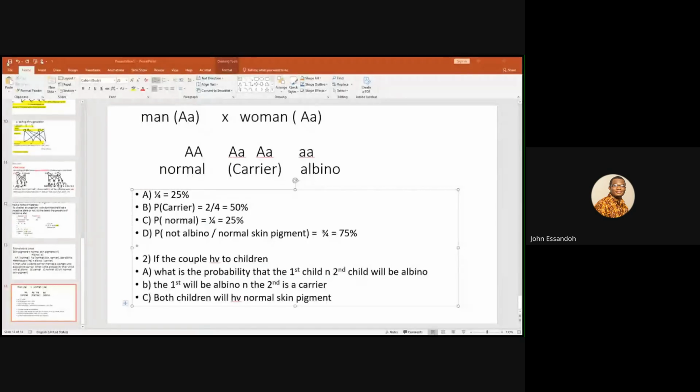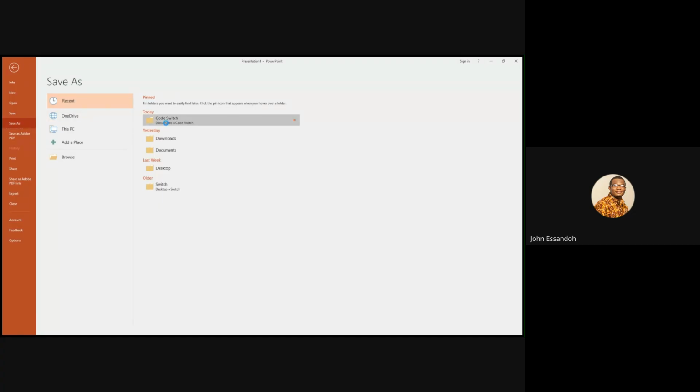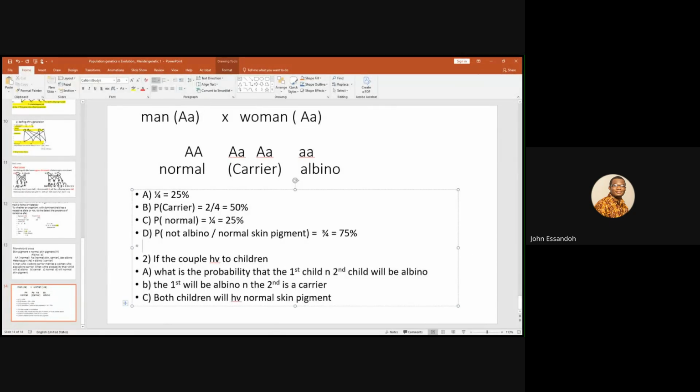And then I think I will save this. I will save the slides and then WhatsApp it to Ajiman. Okay, let me save the slides here. Save as Mendel genetics 1. So I will save this one here, and then I will send it to Ajiman so that Ajiman will forward it to the class.